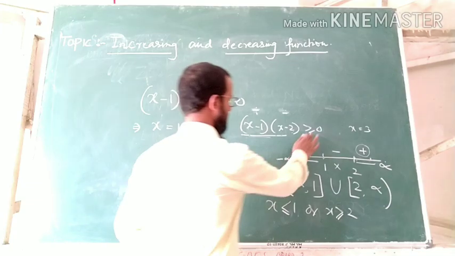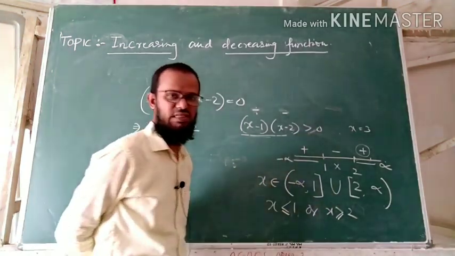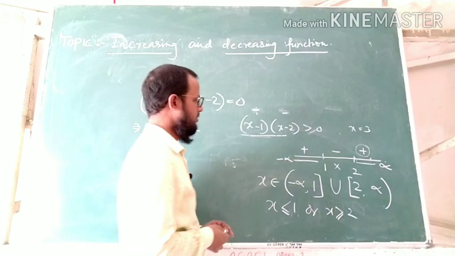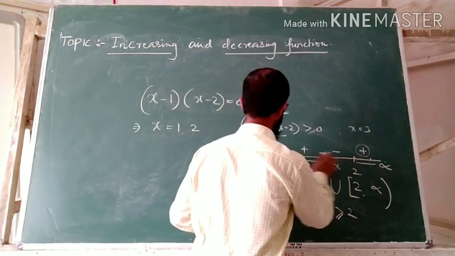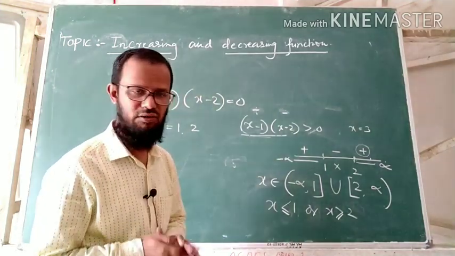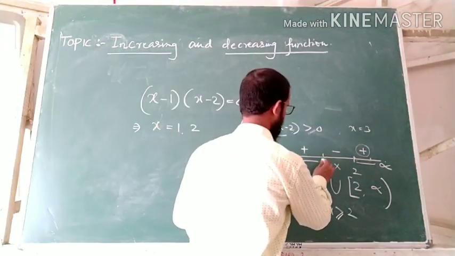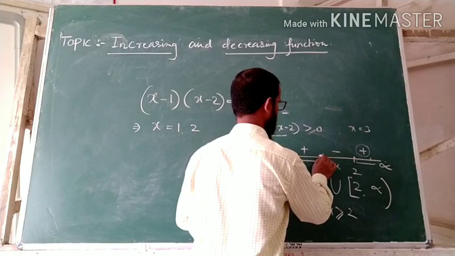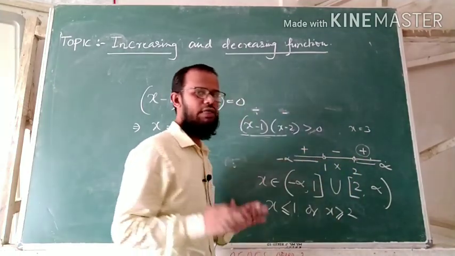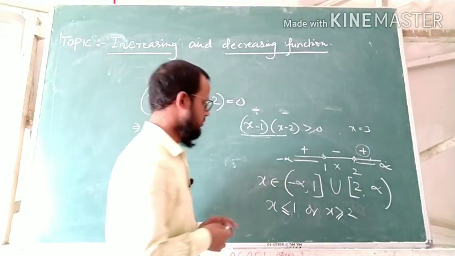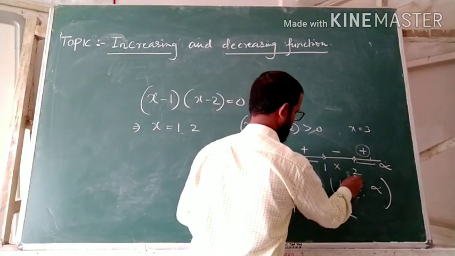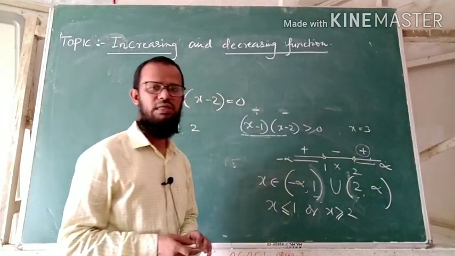Suppose it is strictly greater than 0, what will happen? We will not consider the point, because for x equal to 1 the expression is equal to 0 and this condition is strictly greater than 0. Therefore we are excluding it. We can make this an open circle. Open circle means we are not taking the points 1 and 2. So the solution set will be this one.